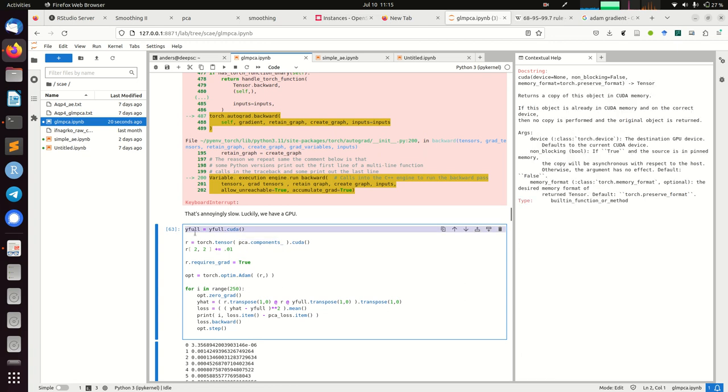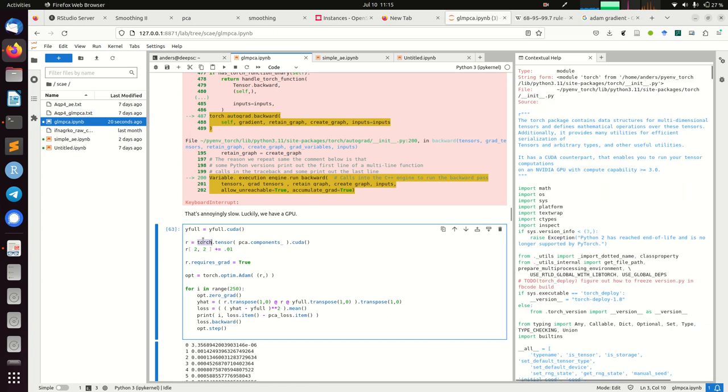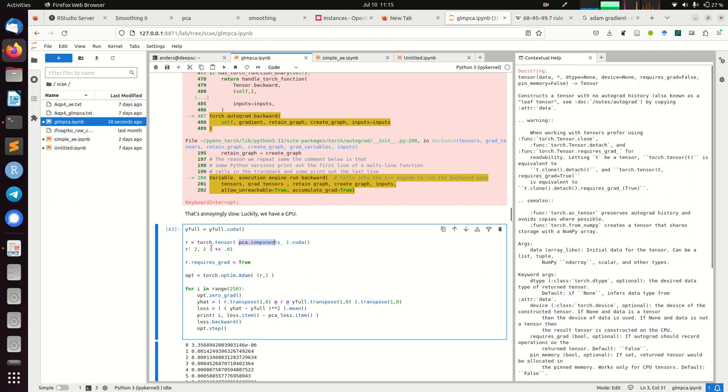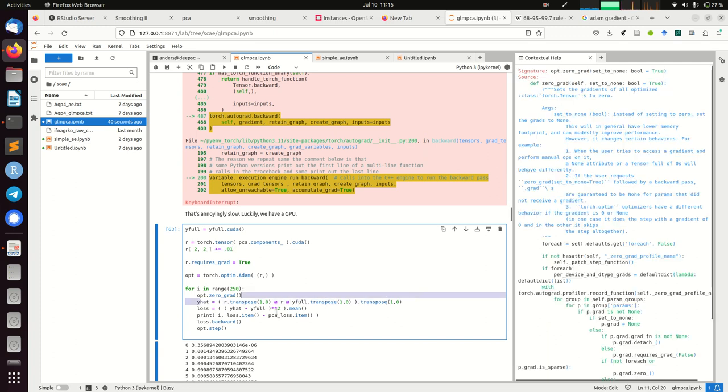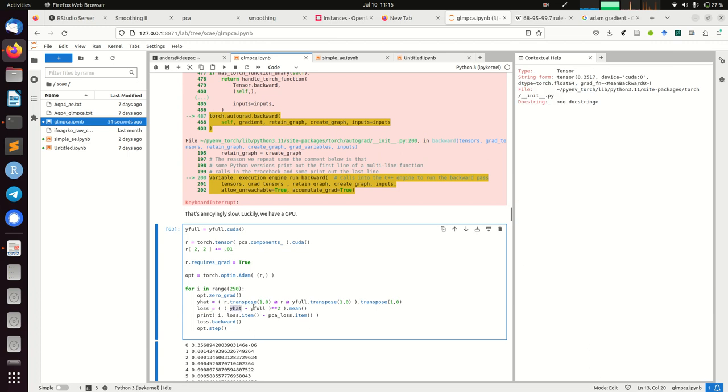Let's look again. We move the data to the CPU. We construct our rotation matrix, which we want to get, initialize it with a PCA result, tweak it a little bit, distort it a little bit, and then we run the optimizer to run 250 loops of always calculating the reconstructed data, calculating the mean squared error between the reconstructed data and the original data. And we do a gradient descent step to go back to this one. That's what we do at the moment.